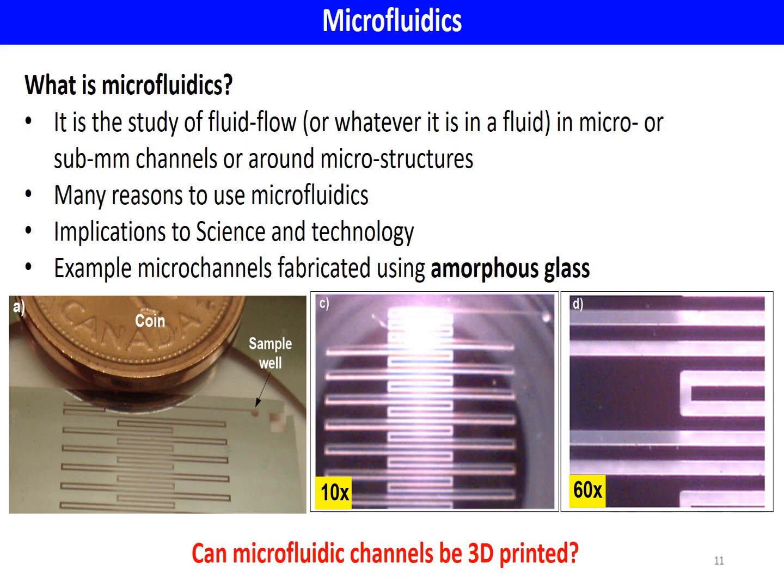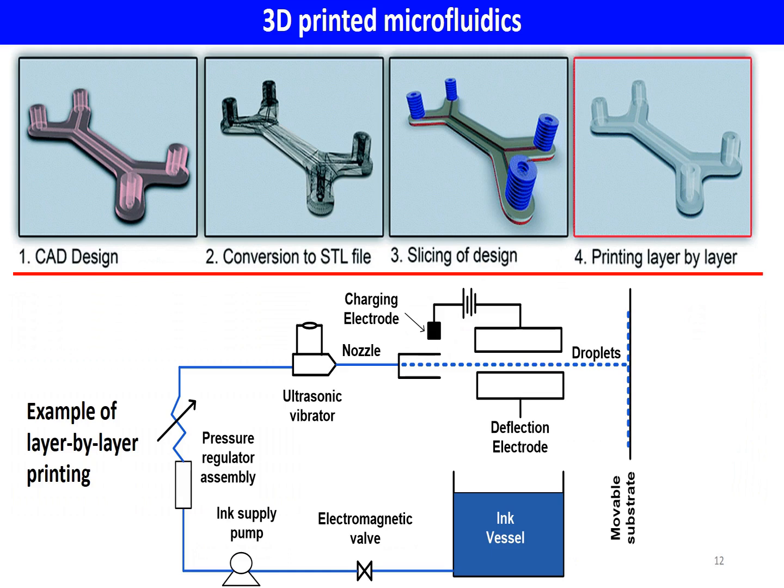So one will start, as an example, and there are many examples in the literature. This is just an arbitrary example. One starts with the computer-aided design. Then this gets converted into a stereolithography file, a file that has the extension .stl. Then slicing of the design. You can see the slices here that are being sent to the printer and printed layer by layer.